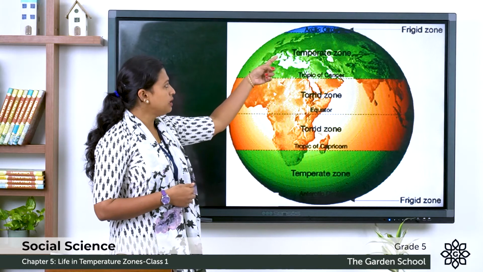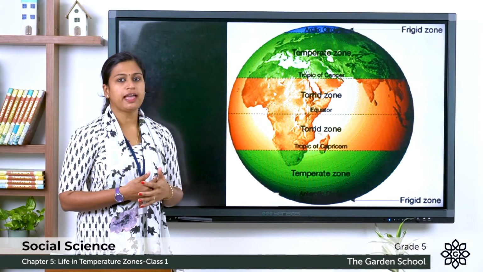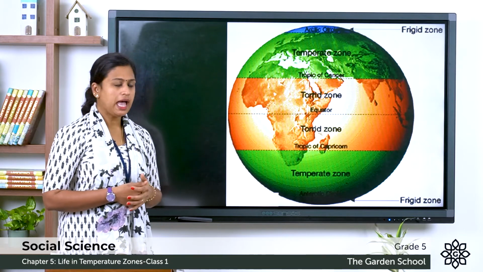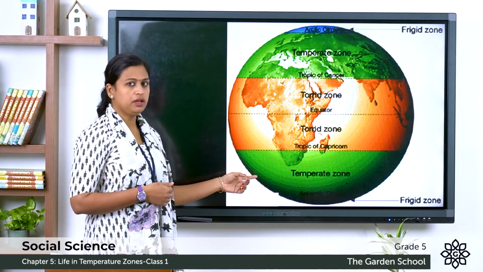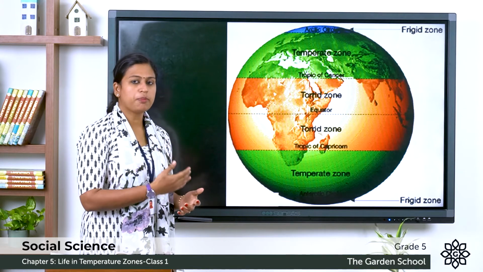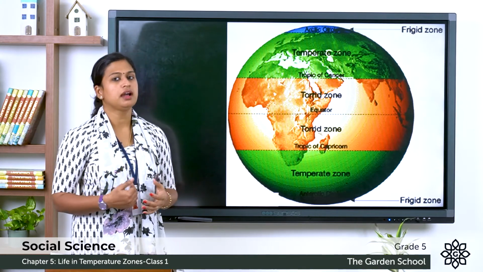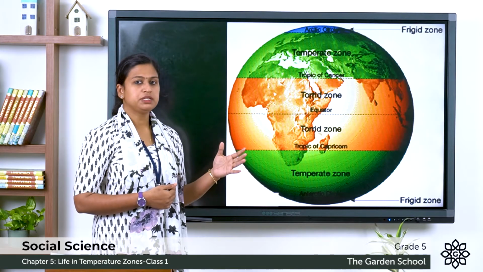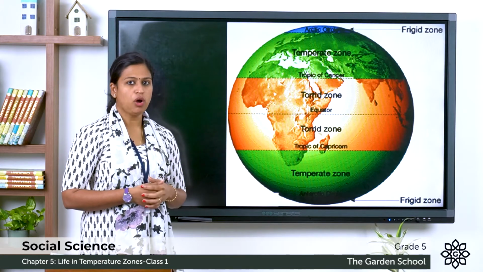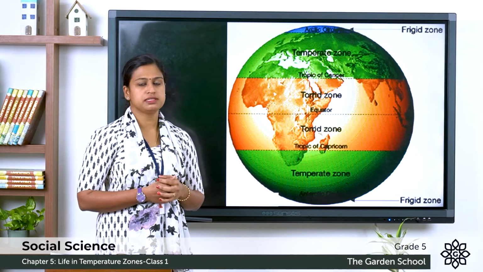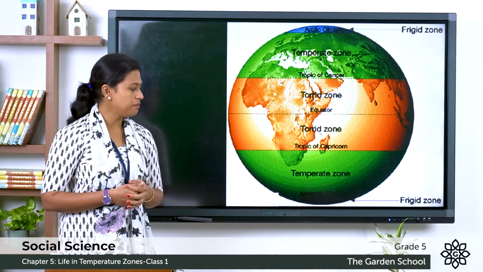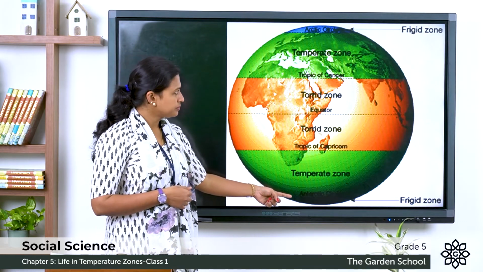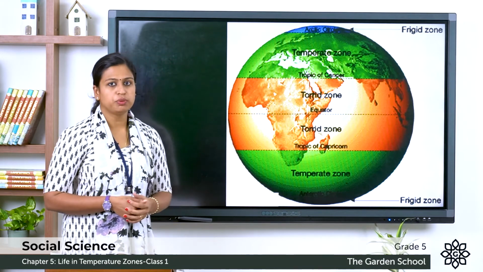The temperate zone lies between Tropic of Cancer and Arctic Circle in the northern hemisphere, and in the southern hemisphere it lies between Tropic of Capricorn and Antarctic Circle. Frigid zone lies between Arctic Circle and North Pole in the northern hemisphere. In the southern hemisphere, it lies between Antarctic Circle and South Pole.